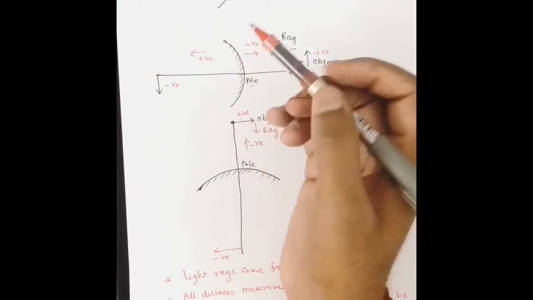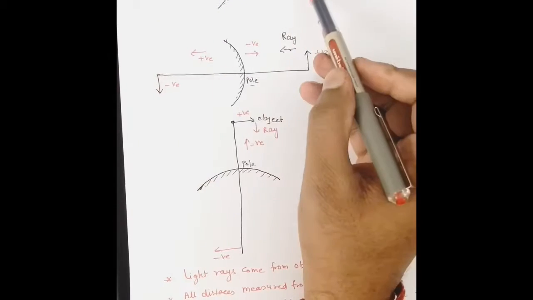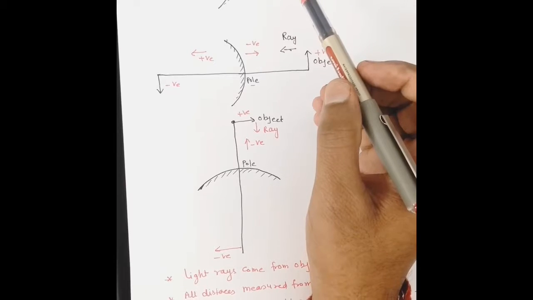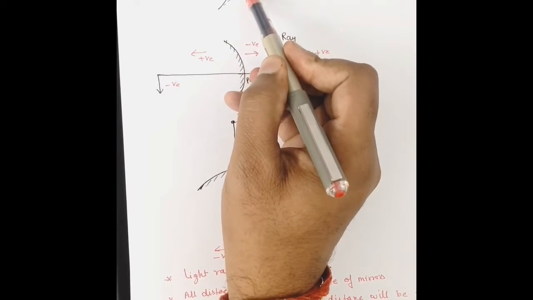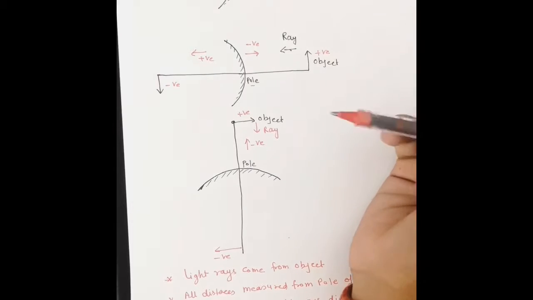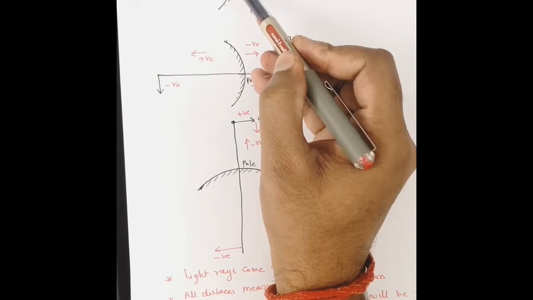Sign convention for optics. This one is a concave lens. This axis is called the principal axis. And this is the pole of a mirror. This is the object. And on the right side, this time we are considering the image. So what's the sign convention over here?